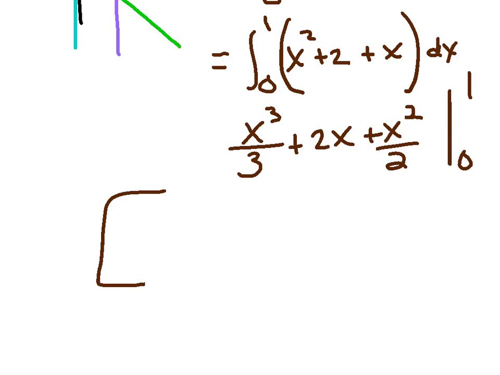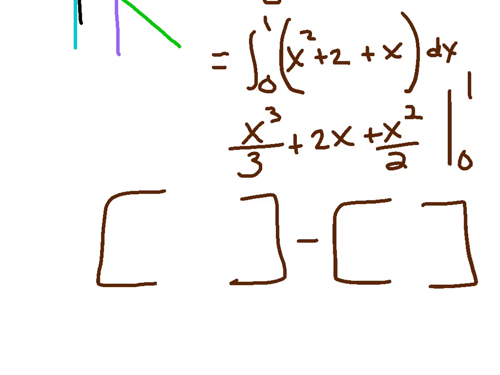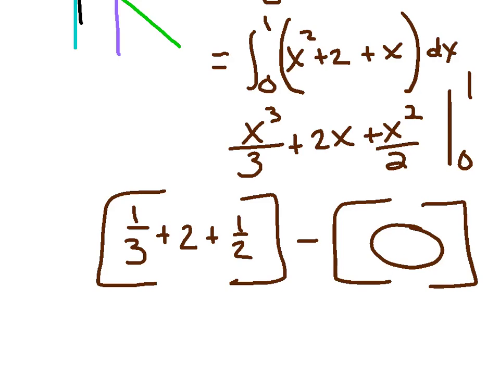Again, I'm going to use brackets. This is my upper minus my lower. When I plug my 1 in, I've got 1/3 plus 2 plus 1/2 minus, this all turns out to be 0. I'm going to get myself one big common denominator.